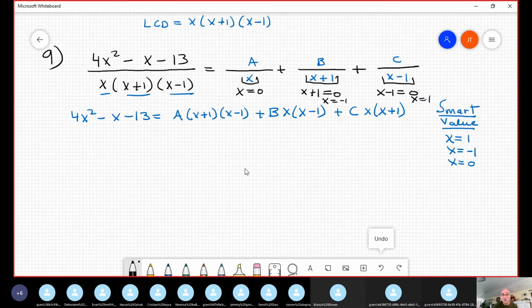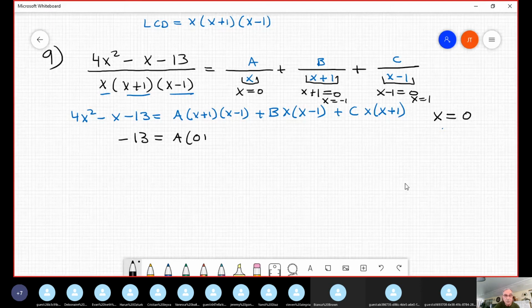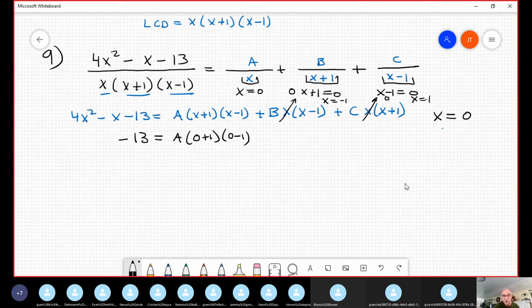I like to start with the easier one. What is the easiest, in your opinion? 1, -1 or 0? 0. 0 is easy. I love you, 0. When you replace x with 0, we have just -13 on the left-hand side. We have A times (0 plus 1) times (0 minus 1), and when you plug in 0 here, that part disappears, because 0 times something, I don't care. The rest is 0. So 0 plus 1 is 1, and 0 minus 1 is -1. Actually, we have -13. Therefore, it's obvious that A is equal to 13.